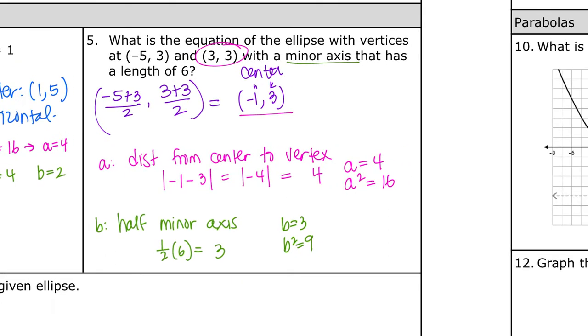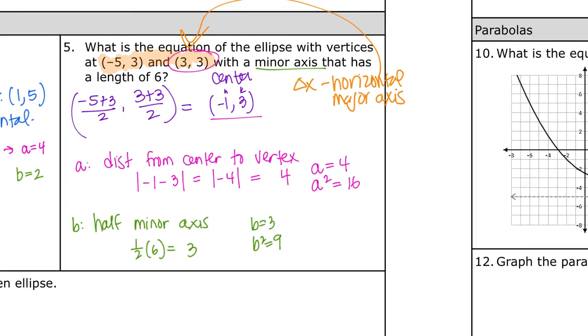So the last thing left is we need to know what direction this is going in. Is it horizontal or is it vertical? So when you look at the vertices, that's the one that controls the major axis. Y is staying the same. X is changing, so I'm going to put delta X. X is changing. So that means that this is horizontal. Horizontal major axis, so it's a horizontal ellipse.